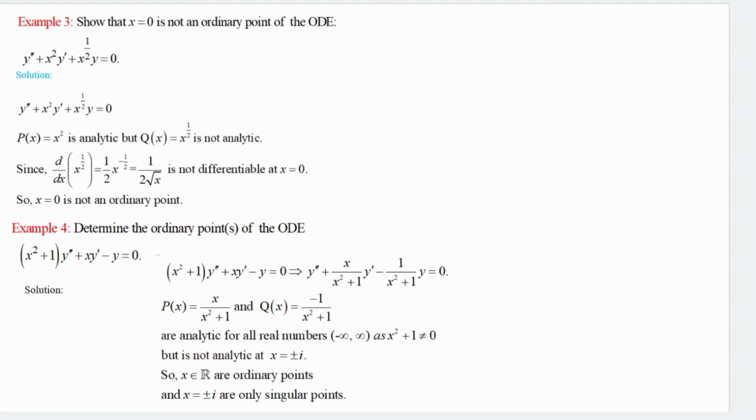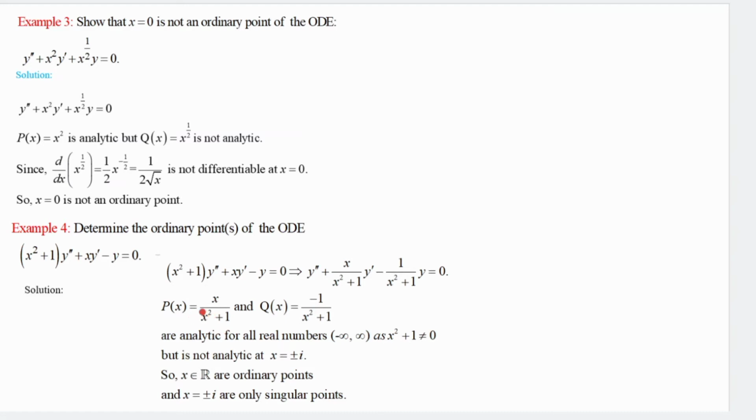Let us consider another example. Here I consider x squared plus 1 times y double prime plus x y prime minus y equals 0. So we make it standard form. This is our p of x and this is our q of x. So our p of x is x by x squared plus 1, and q of x is minus 1 by x squared plus 1. So we have to check whether p of x and q of x are analytic or not.